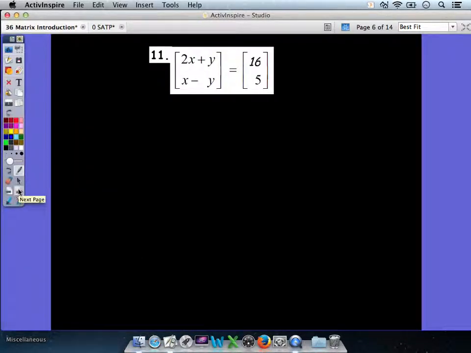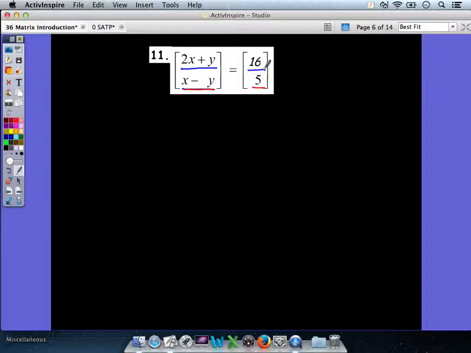Number 11 is one we just kind of threw in here to show corresponding parts and corresponding elements within the matrices, and also it's going to kind of bring back that elimination process. In this particular one, number 11, the first row, first column is a binomial, 2x plus y, and I also have the binomial x minus y. But they correspond. X minus y corresponds to 5, and 2x plus y corresponds to 16.